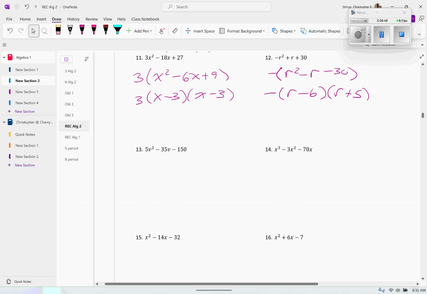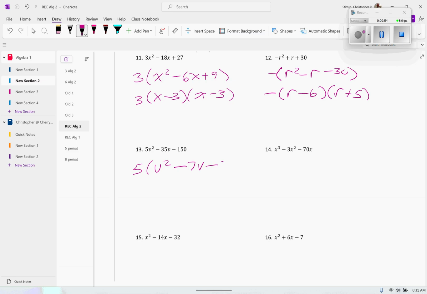Number 13, I can factor a 5 out of everything. That's going to leave me v squared minus 7v minus 30. 5 comes down. What two numbers multiply to give me negative 30, add to give me negative 7? So 30 is 1 and 30. That's not going to work. 2 and 15 won't work. 3 and 10 works. So negative 10 and positive 3.